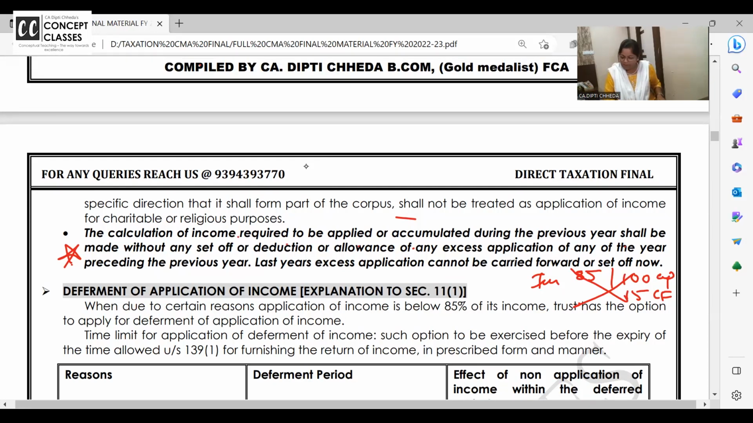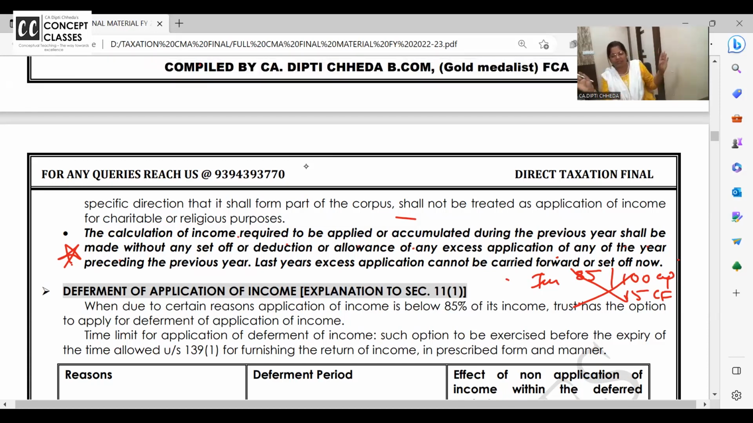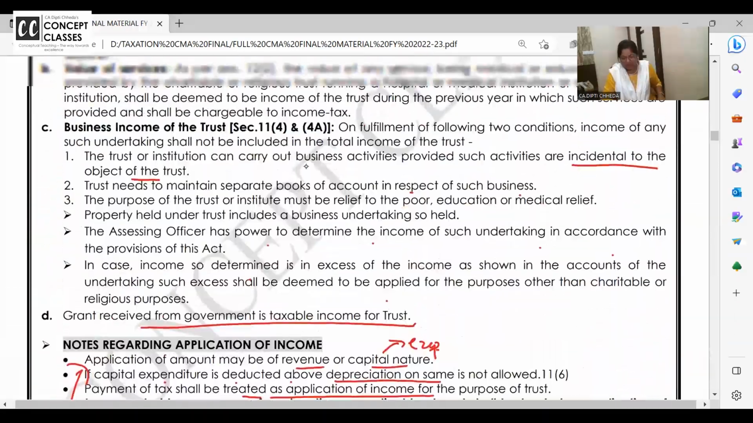Calculation of income required to be applied or accumulated during previous year shall be made without any set off or deduction or allowance of any excess application of any of the year. Last year's excess, neither it can be brought forward or carry forward or set off. Are you getting? Last year your income was 5 lakh but you have applied 6 lakh. कुछ और भी किधर से आया and all that. Can you say 1 lakh negative चल रहा है? Answer is no. So here I want to stop the concepts what I have taught.